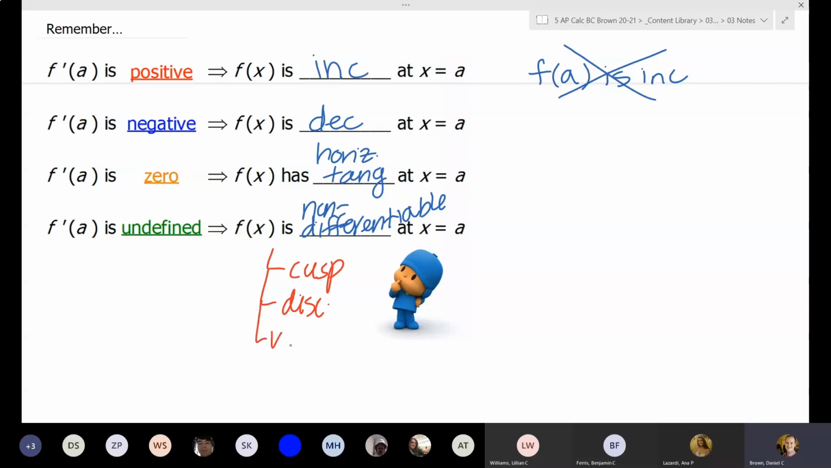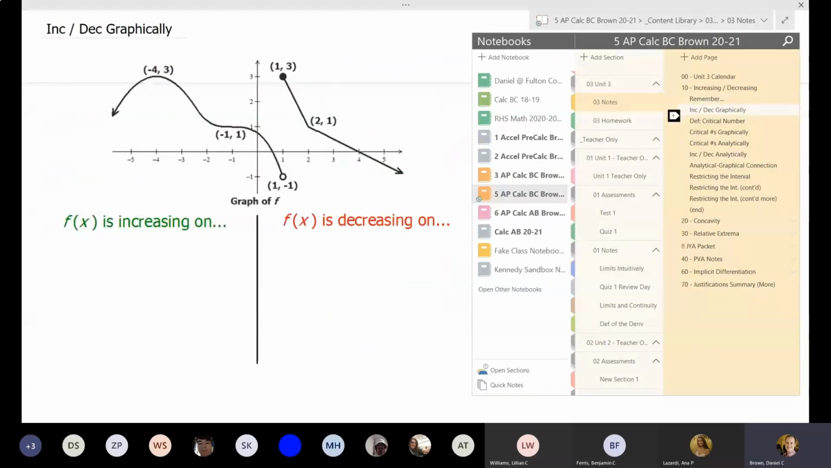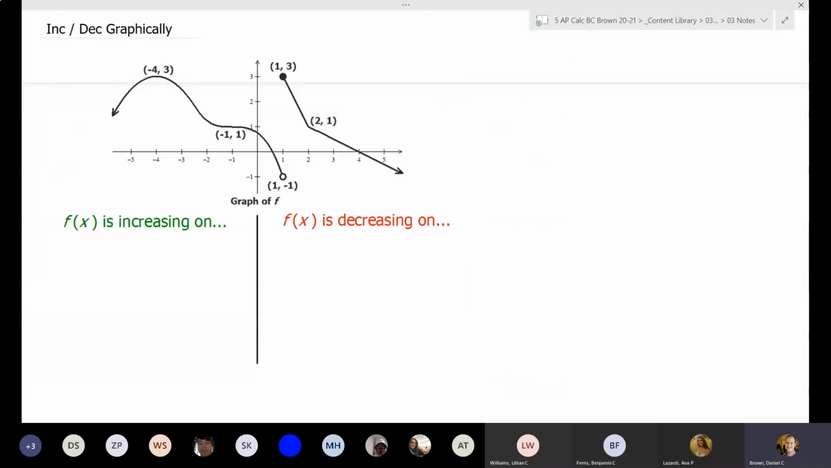So that's just a quick review of last unit stuff that's going to show up again and again. And then the other thing I want to review is how we write out intervals of increasing and decreasing. If I gave you a graph, you've done this multiple times before in other classes, where if I have the graph here, we should be able to identify intervals of increasing or decreasing.